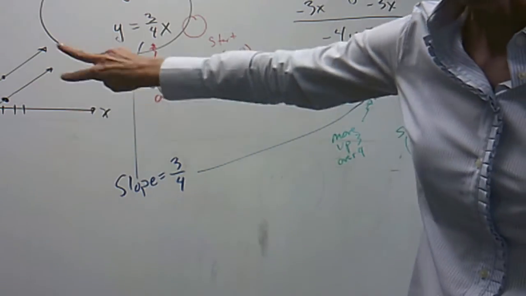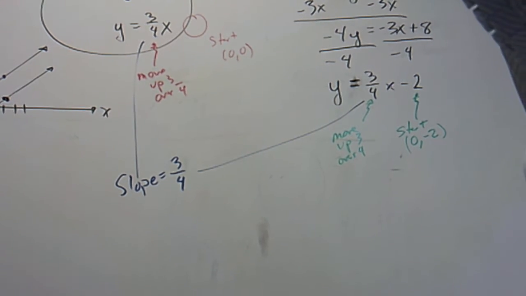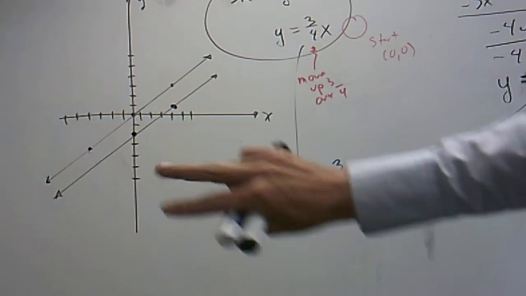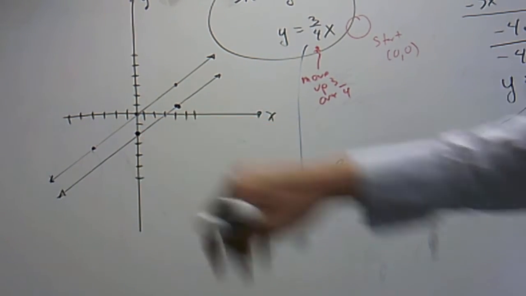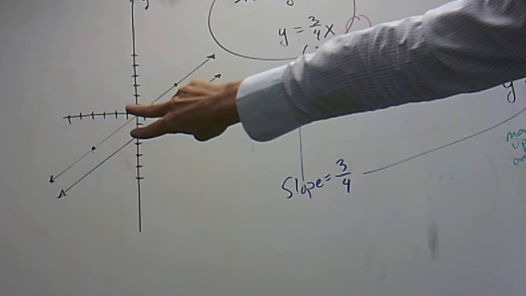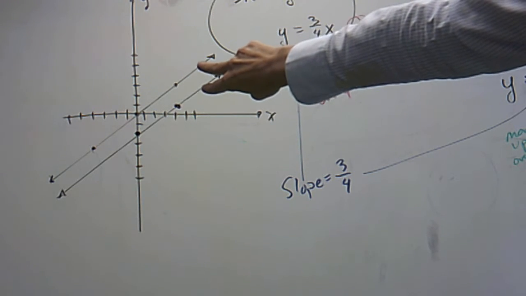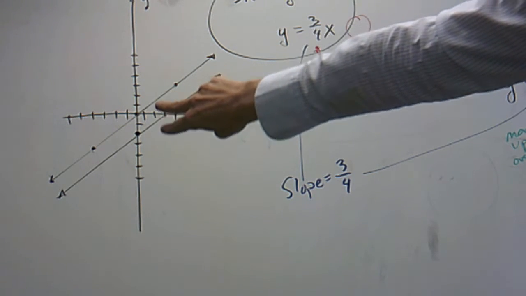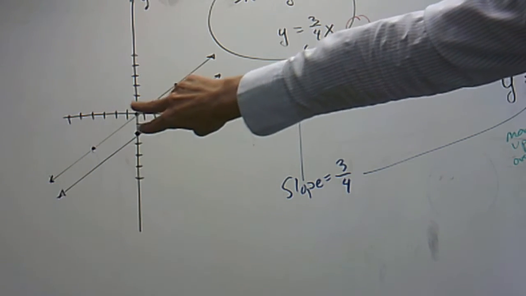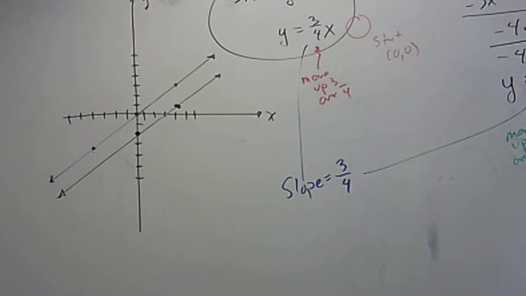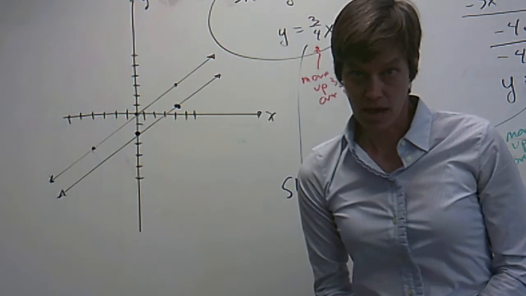Because it starts in different spots, but it's moving the same the whole time, right? One of them started at 0, one of them started at -2, okay? But if they're constantly moving in the same way, up 3 over 4, up 3 over 4, down 3 over 4, down 3 over 4, they're always going to remain that far apart. It's called math.